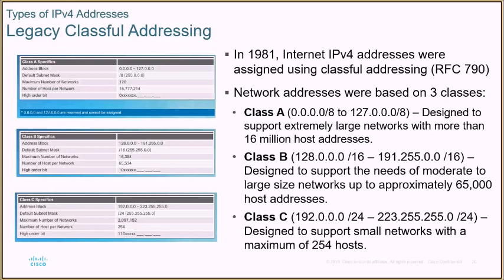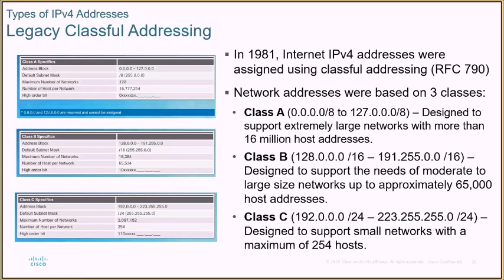Now, Class B is a quarter of the addressing range, and so there's 65,000 hosts per Class B, because basically the first 2 octets are network number, the last 2 octets are host number, and so 2 to the power of 16 gives you 65,000 hosts per network, and so yeah, there's quite a number of B class addresses.